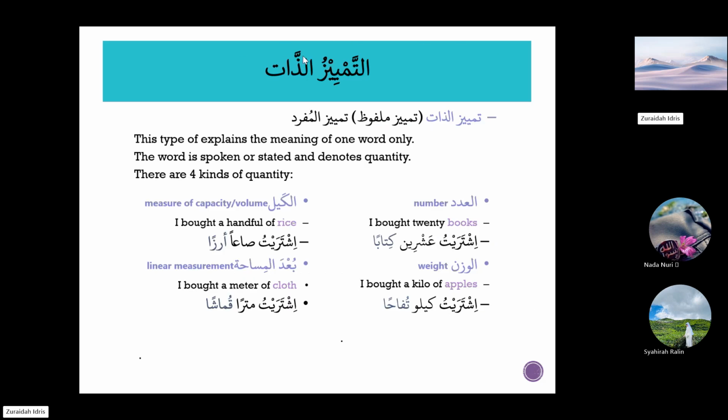And an example of the one that explains the word is what we've been doing all this time, talking about numbers. So what did I buy? 20 of what? 20 books. A kilo of what? A kilo of apples. A handful of what? A handful of rice. A meter of cloth. So these are the things that it explains. Just that word, handful, meter, 20, kilo. It clarifies what it is all about.